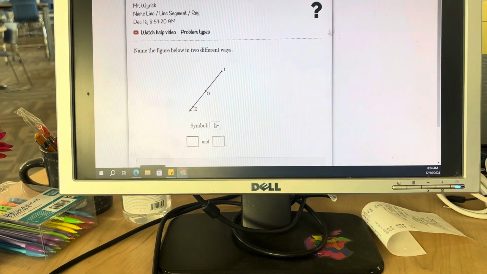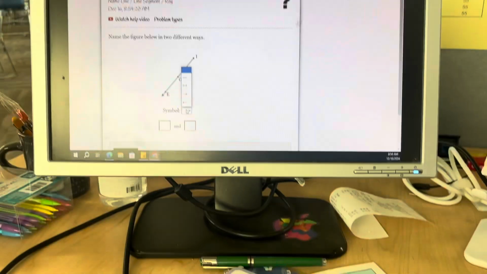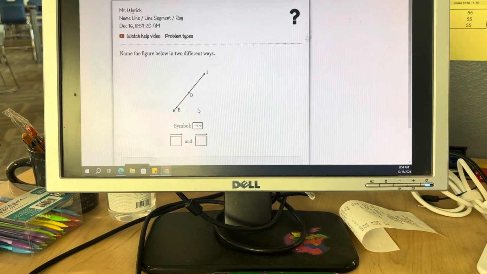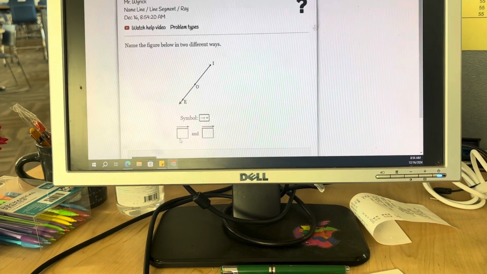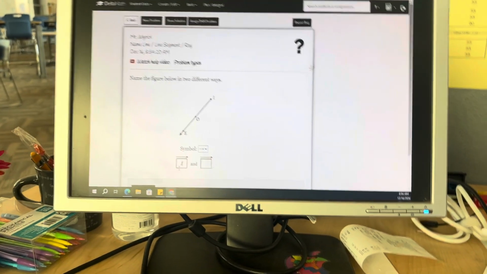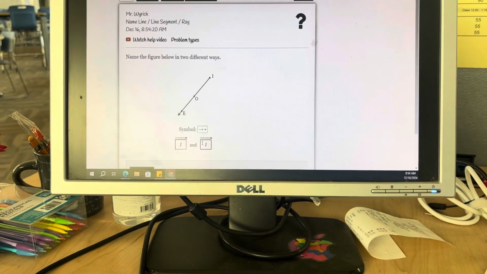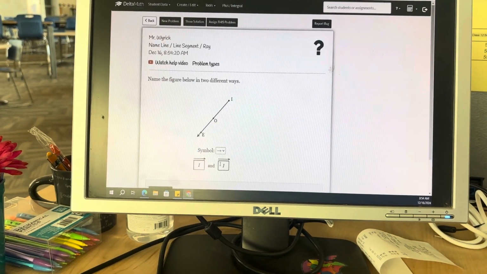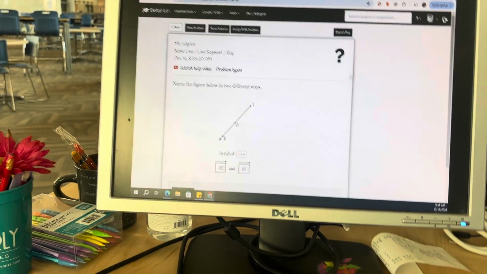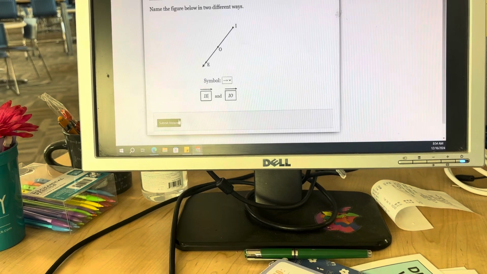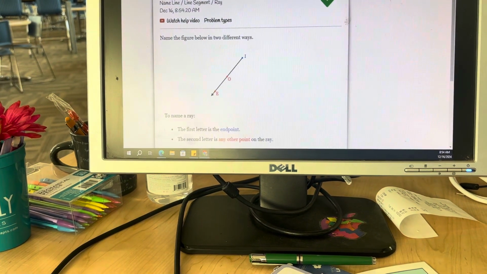When it comes to the ray, this is the tricky one. It doesn't matter that this ray actually goes from right to left. The ray arrow always goes left to right every single time, always, forever. And you always start with the endpoint. So both of these are going to start with I. Then I just name another letter that it goes through before it goes on forever. So this could be ray IO, it could be ray IE, and either one of those will be fine. So that's that whole section, pretty quick.